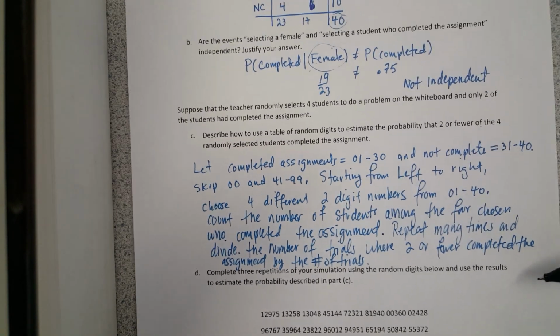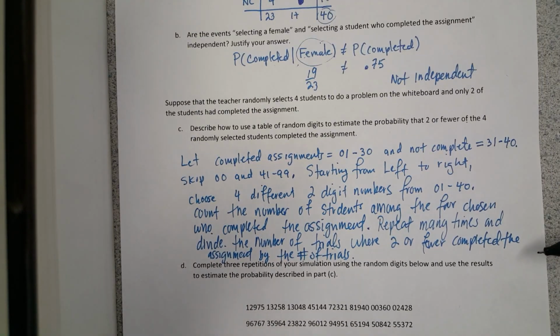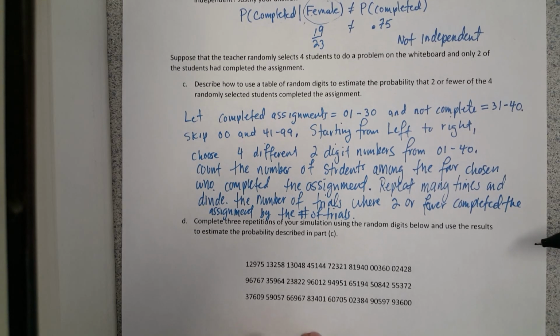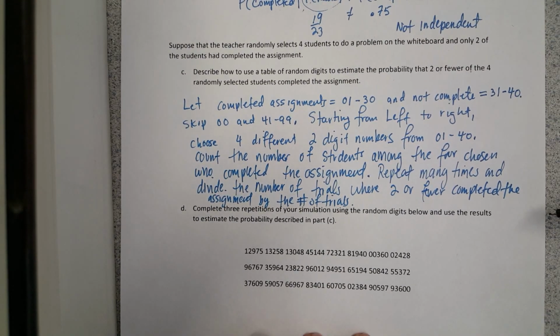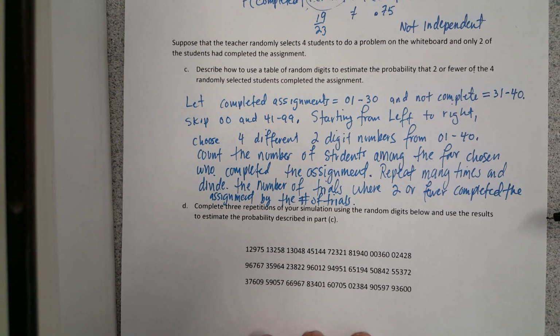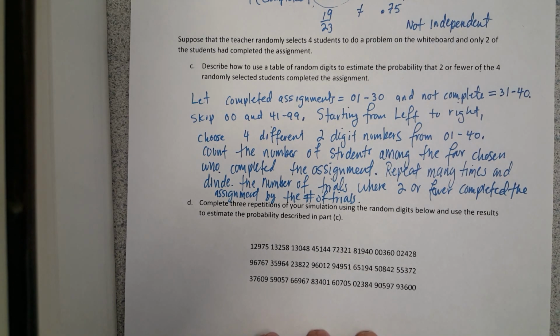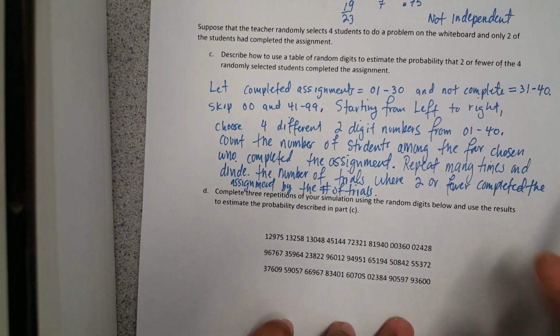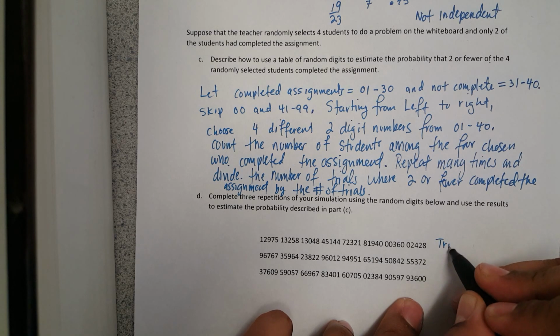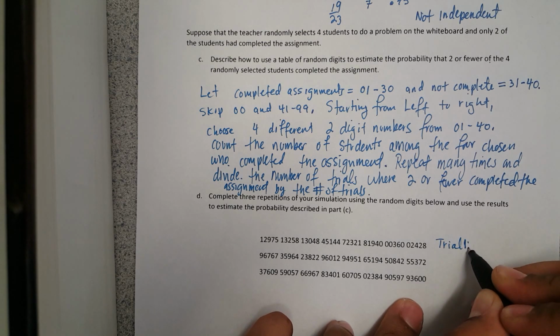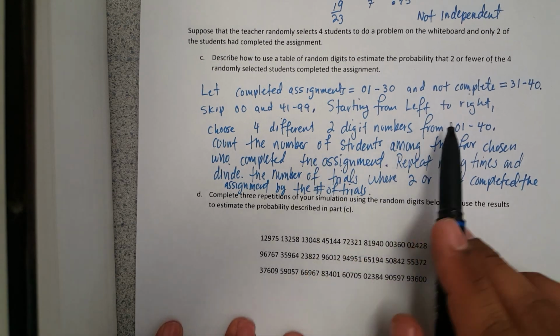Okay, so here's the completed example. Now the other question is asking, it says complete 3 repetitions of your simulation using the random digits below and the results to estimate the probability described in part C. Okay, so here we're going to do 3 different trials. Let's do trial 1.